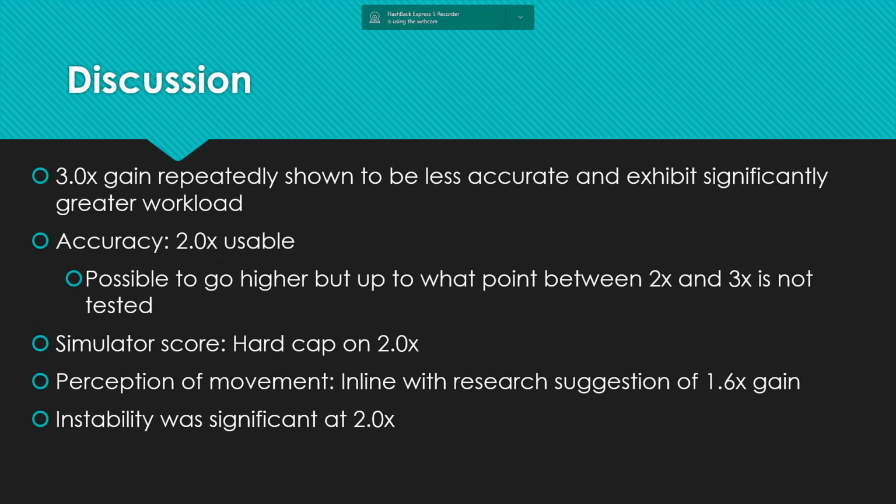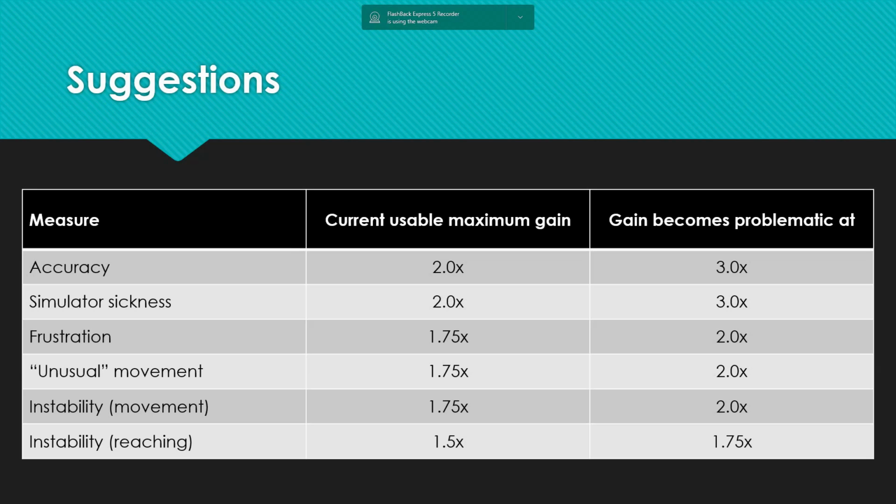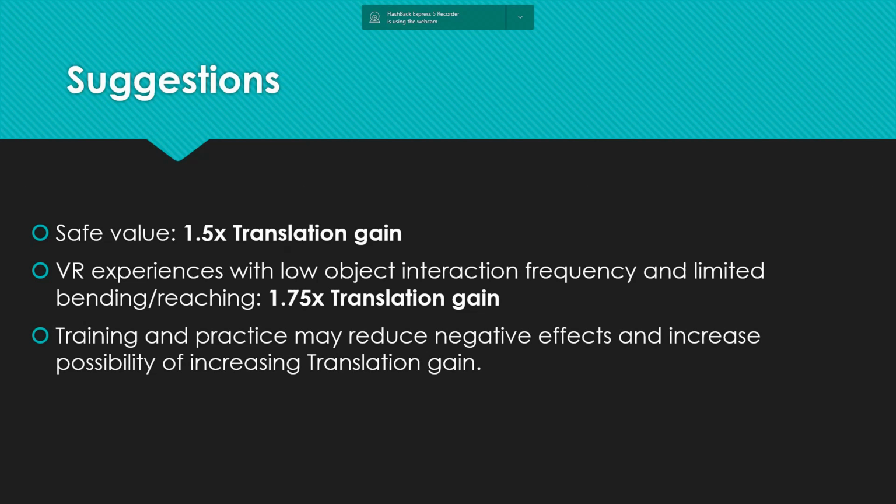Discussion: 3x gain repeatedly showed less accurate measures. Accuracy is better at 2x. 2x is usable. Possibly it can go higher, but we don't know the exact point where it gets problematic between 2x and 3x gain. The simulator sickness score hits a cap at 2x. Perception of movement is in line with the research suggestion of 1.6 gain, where people start noticing weird movement. Instability was significant at 2x. So these are the values that they recommended.